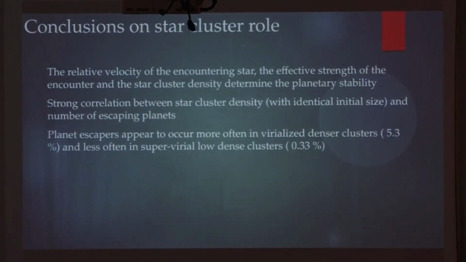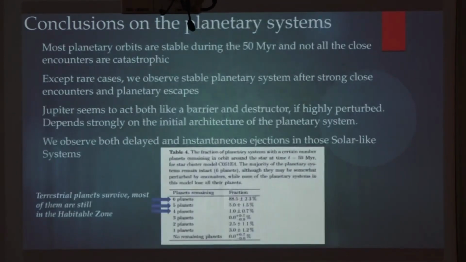So we didn't go too much into detail for the sake of time, but there are also other important parameters that are the effective strength of the encounter and the relative velocity of the encountering star in the star cluster. The density, however, seems to be the most important parameter in this ejection.